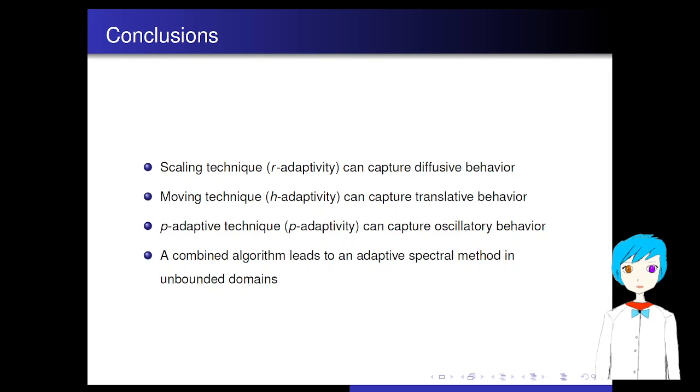So here are the conclusions. First, the scaling technique, which corresponds to R adaptivity, can capture diffusive behavior. The moving technique, which corresponds to H adaptivity, can capture translated behavior. Finally, the P adaptive technique, which corresponds to P adaptivity, can capture oscillatory behavior. By combining the three adaptive techniques, we can have an adaptive spectral method in unbounded domains.